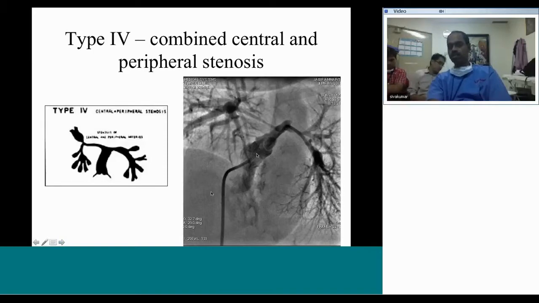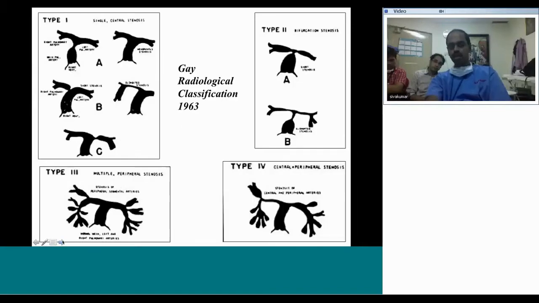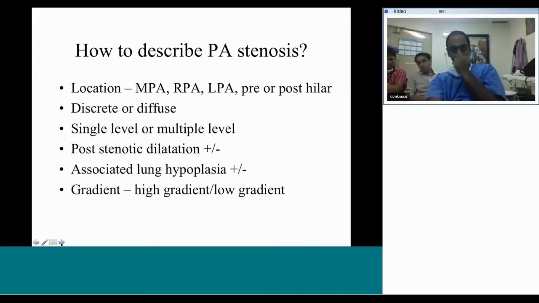So this is an example of a syndromic child who has a narrowed main pulmonary artery, narrowed right and left pulmonary artery, and the intrahilar pulmonary artery also, there are various levels of stenosis. So this is type 4. So just a recap: 1 means single level stenosis, 2 means bifurcation stenosis, 3 means multiple peripheral stenosis, and 4 means central plus peripheral stenosis.